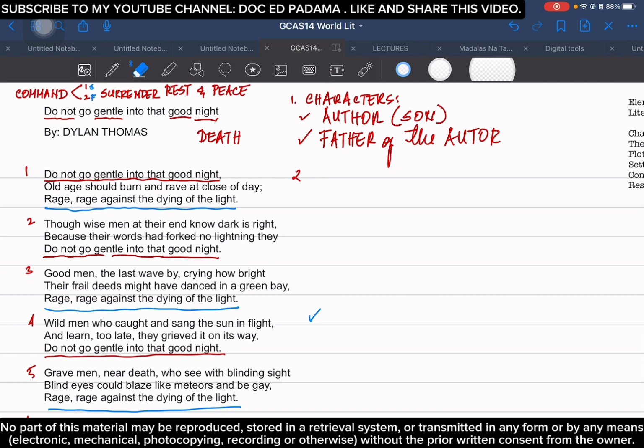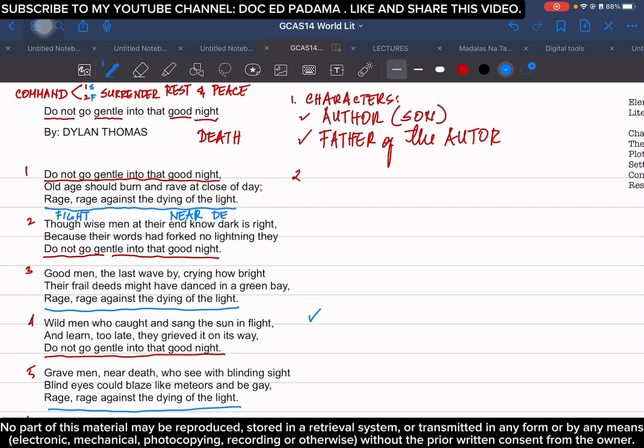Based on the other part of this line, "rage, rage against the dying of the light." The dying of the light refers to near death. I hope you take that down. Take note. I'll try to see if I can put it here. So when you talk about rage, this refers to fight, and the dying of the light refers to near death.